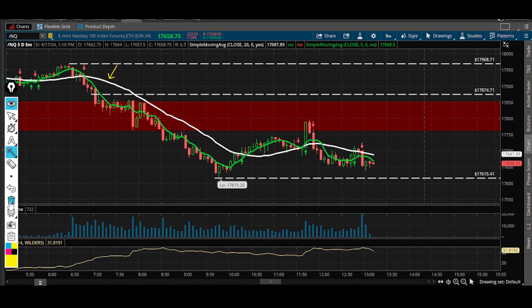So when we do start to take these trades, always map out your risk, right? You want to map out your risk in number of contracts traded.